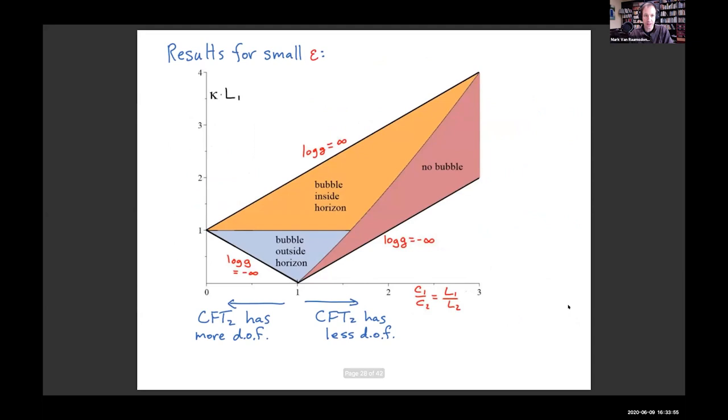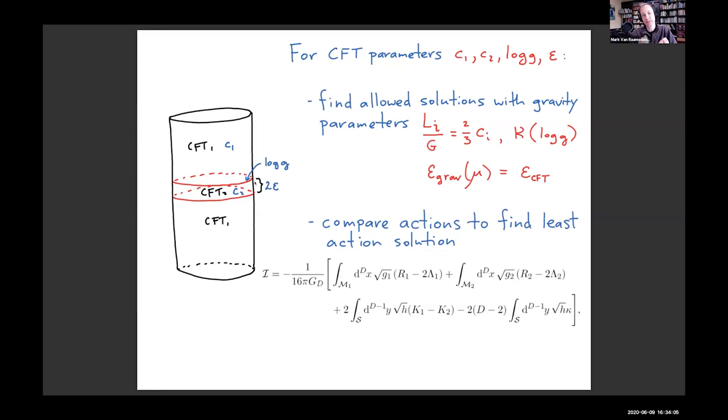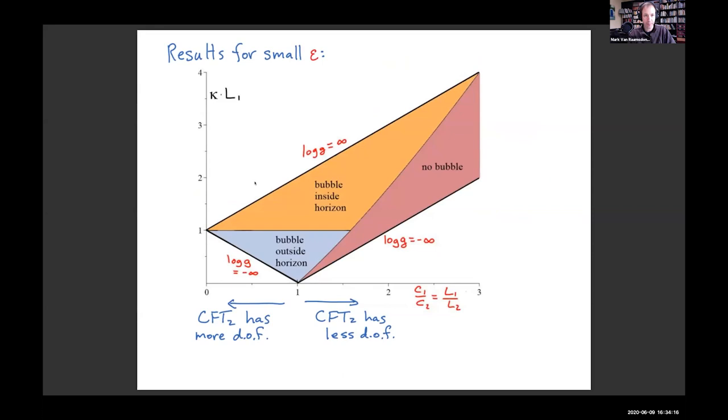Okay, so finally, let me show you some results. I want to focus on the case where this parameter epsilon is small. Remember, that was the parameter that controlled the amount of Euclidean evolution. We wanted to keep that small in order not to affect the infrared physics very much. And so for small epsilon, we can draw this phase diagram where the horizontal axis corresponds to the number of degrees of freedom of CFT2.